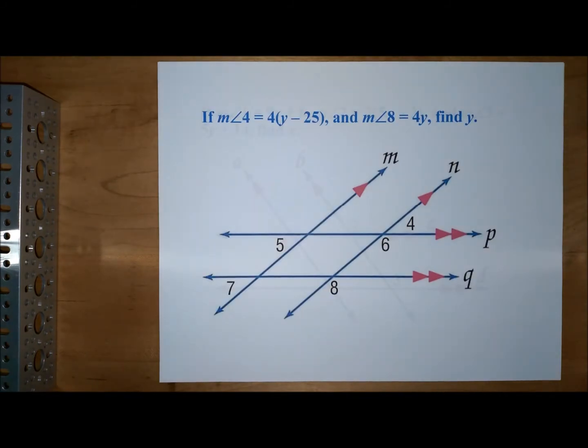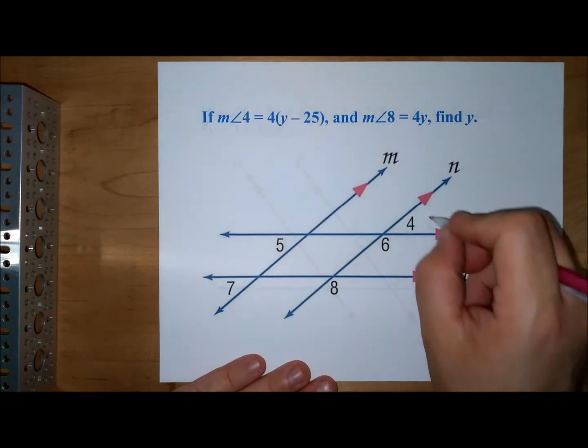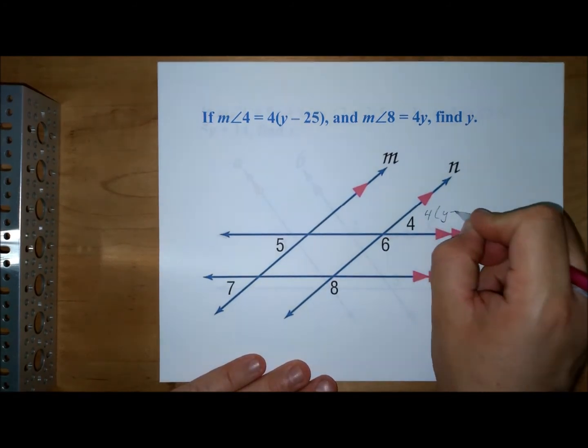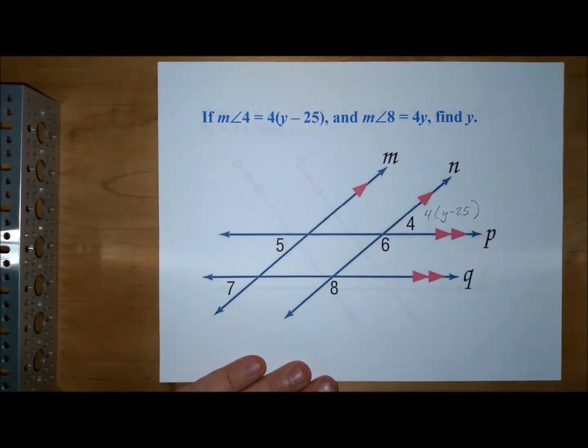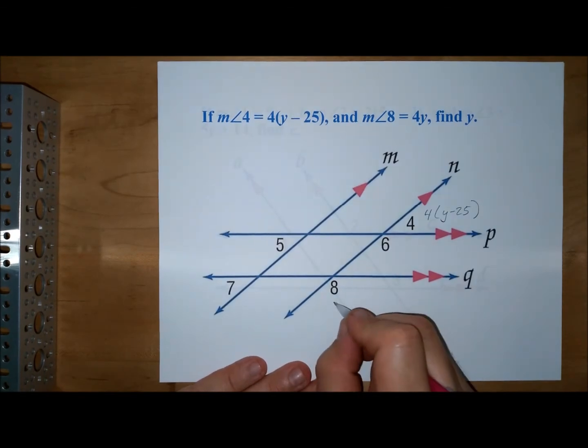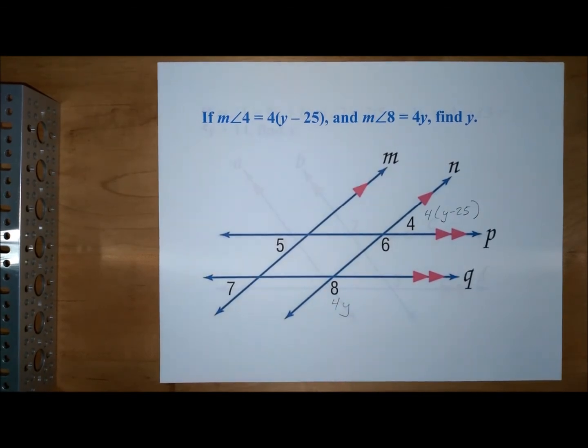All right, could we try one more of these? And you might want to pause the video and try this one on your own before I go through it here. If the measure of angle 4 equals 4 times the quantity y minus 25, and the measure of angle 8 equals 4y, could we find y? Okay. This is a little trickier.